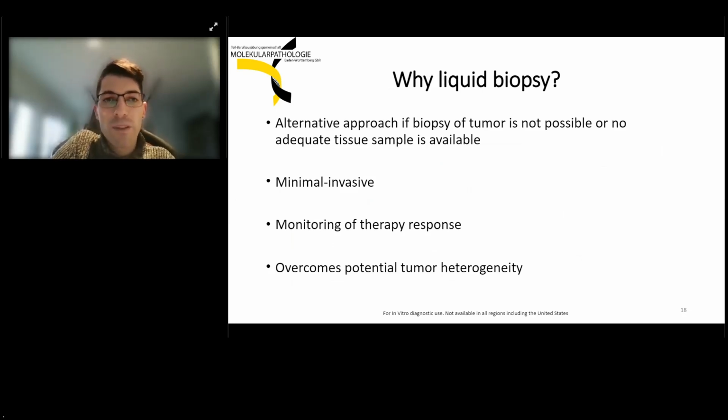So why should we think about liquid biopsy? Liquid biopsy is an alternative approach if a biopsy of a tumor is not possible or no adequate tissue sample is available. It is a minimally invasive method and allows monitoring of therapy response. And furthermore, it may represent not only a single tumor location, thus potentially overcoming tumor heterogeneity.